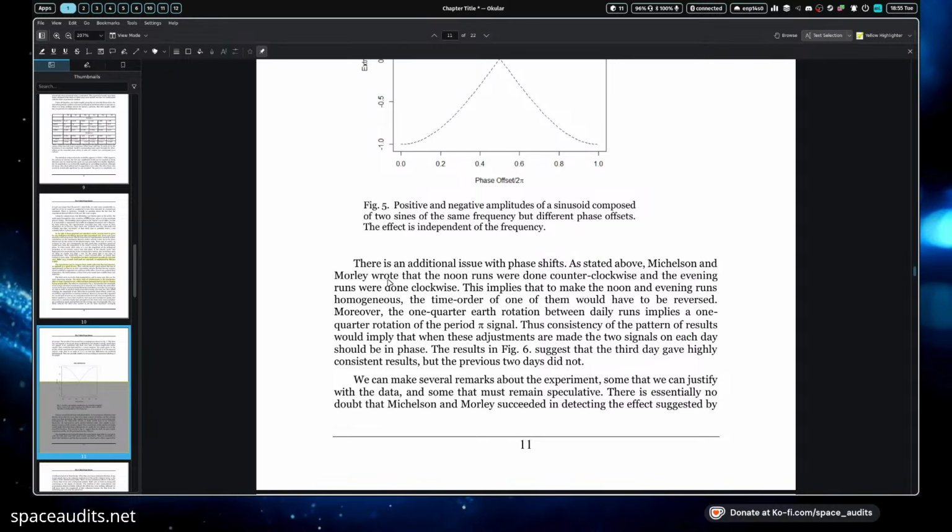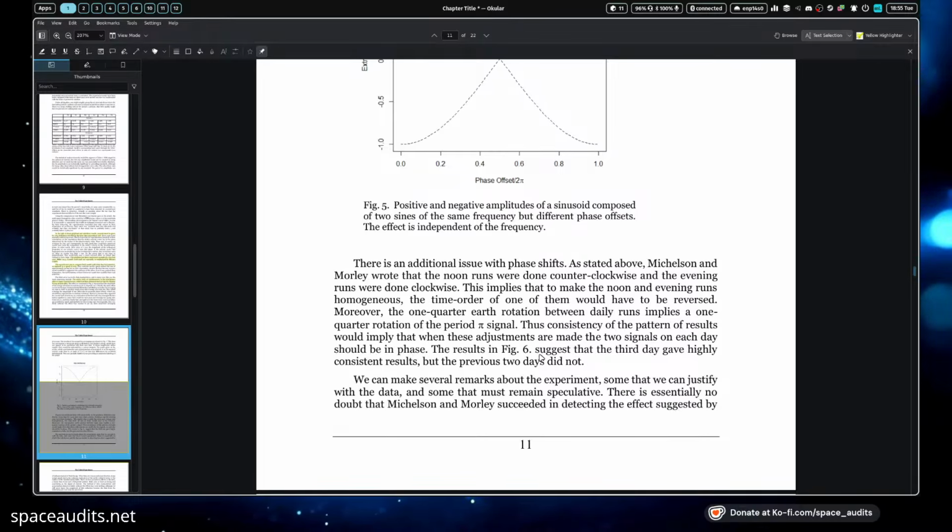Gotcha. So there is an additional issue with the phase shifts. As stated, Michelson and Morley wrote that the noon runs were counterclockwise and the evening runs were clockwise. This implies that to make the noon and evening runs homogeneous, the time order for them would have to be reversed. Moreover, the 1/4 Earth rotation between the daily runs implies a 1/4 rotation of the period pi signal. Thus, consistency of the pattern of the results would imply that when these adjustments were made, the 2 signals on each day should be in phase.